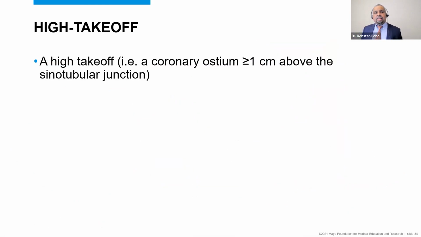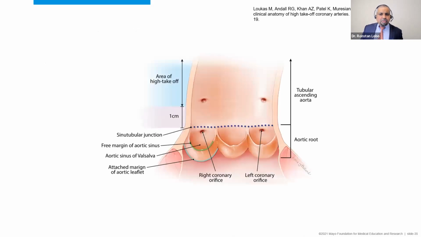A high takeoff is a coronary ostium that comes off 1 centimeter or above the sinotubular junction. Here's a cartoon figure of the aorta splayed out, and as you can see, there's the high takeoff of the coronaries up here. A high origin of the ostia may reduce diastolic coronary artery blood flow and thus increase the risk of ischemia.